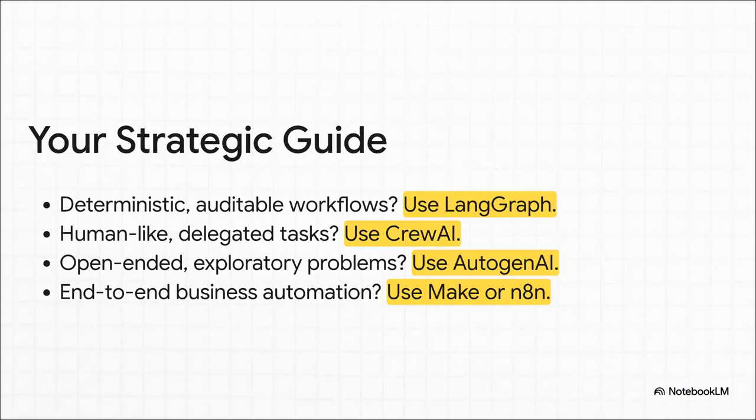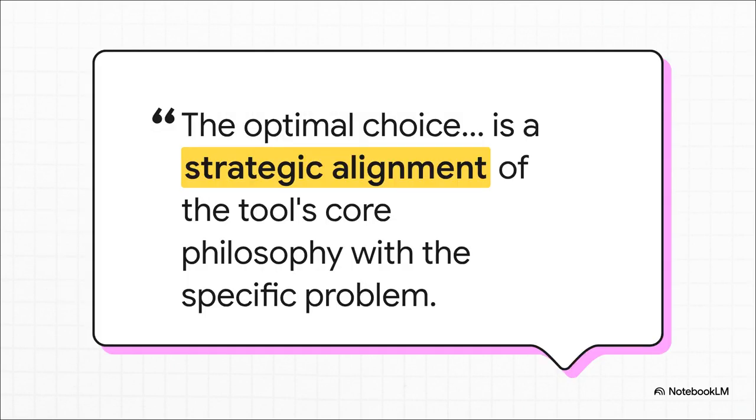So here's your cheat sheet. If you need a complex workflow where every single step has to be traceable and repeatable, you want the control of LangGraph. If you're trying to model a task that looks like a human team delegating work, CrewAI structure is a perfect fit. For those messy, open-ended problems that need some creative debate, AutogenAI is your go-to. And to wire it all into your actual business, you choose between the simplicity of Make or the developer power of N8N. And that brings us to the ultimate conclusion here.